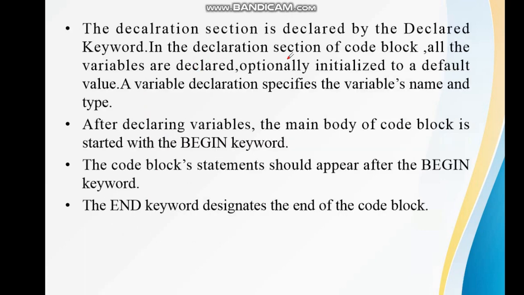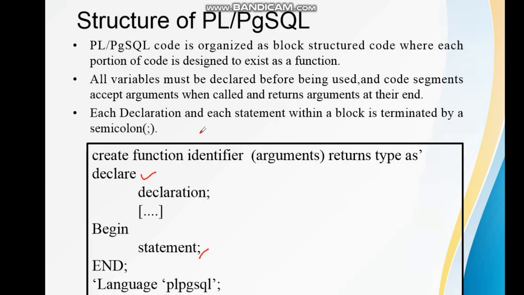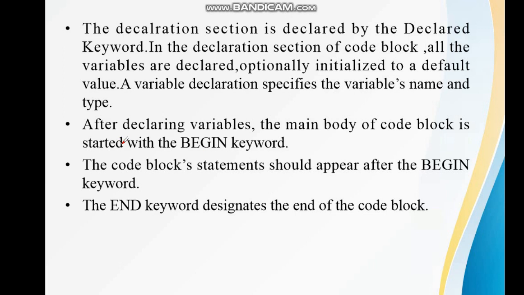In the declaration section of a code block, all the variables are declared, optionally initialized to a default value. A variable declaration specifies the variable name and type. After declaring variables, the main body of the code block is started with the begin keyword. So basically here you can see this is the begin keyword, right? The code block statement should appear after the begin keyword.